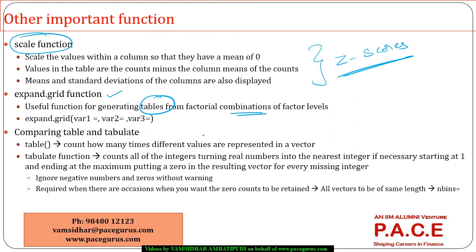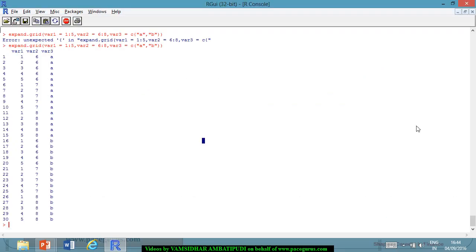Then in some cases, instead of using table as a function, we talk about using tabulate as a function. Table we are very clear by now, but tabulate typically counts all the integers, turning the real numbers into the nearest integer if necessary, and it keeps putting zeros wherever values are not present. In this case we don't have a scenario with values not present, so it would be better to take a separate example for this, right?